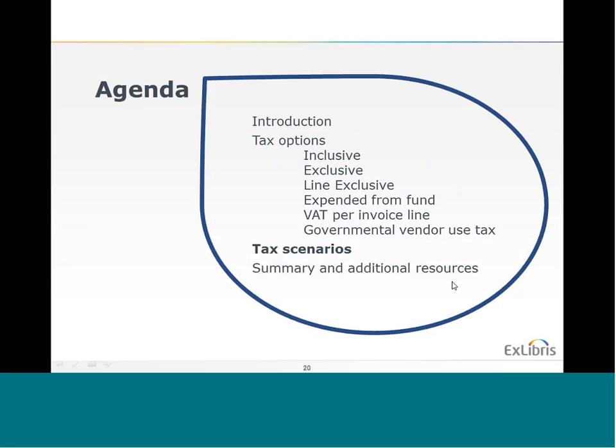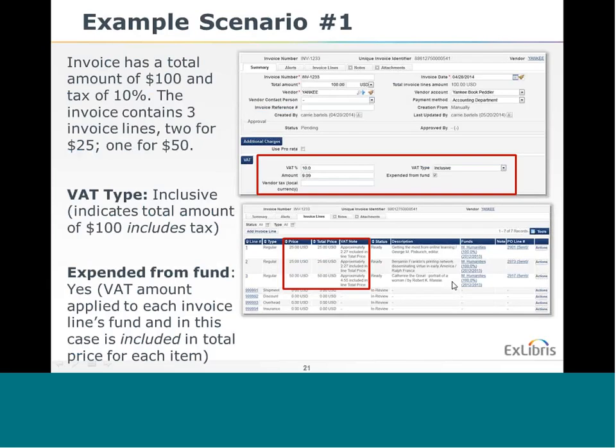Now that we've covered the different tax options, let's go through some different scenarios, in particular for inclusive, exclusive, line exclusive, and expended from fund. Hopefully that will make those options a little clearer. We are going to be looking at 6 different scenarios here. For each of these scenarios, we are looking at an invoice that has a total amount of $100 and a tax of 10%. The invoice contains 3 invoice lines, 2 for $25 and the other for $50.